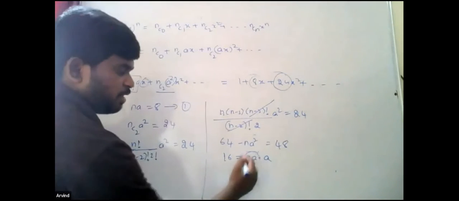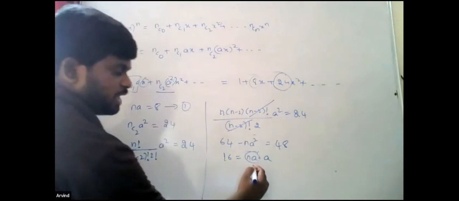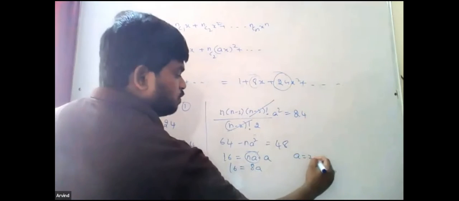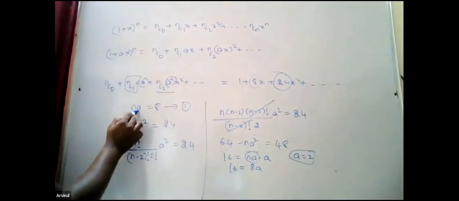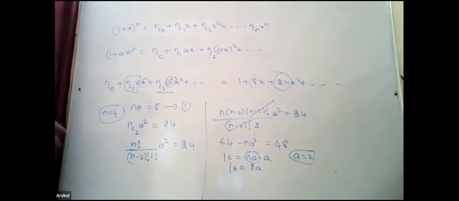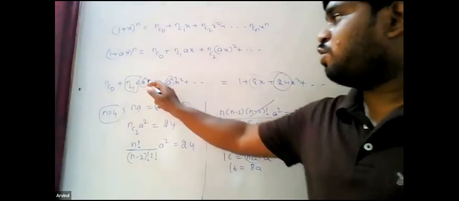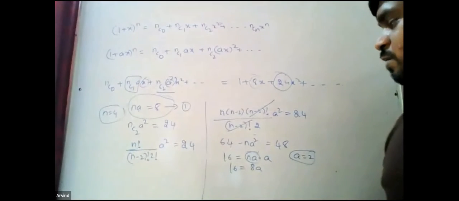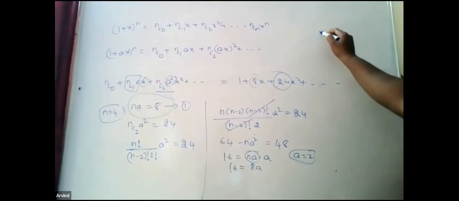This na^2 I write as na into a. Now I can substitute for na. na is how much? 8. So 8a is equal to 16. Therefore a is equal to 2. With a value 2, substituting here, n value is 4. So a value is 2, n value is 4. We just equated it, that's it. We equated the x coefficient, we got this. We equated the x^2 coefficient, we got the value of a and n. a is 2, n is 4.